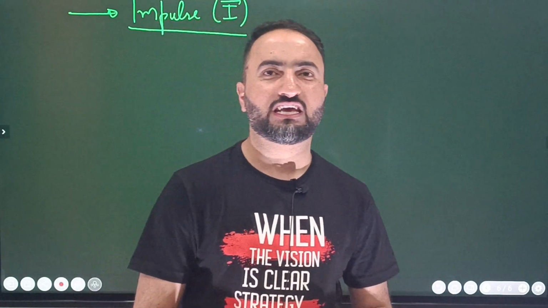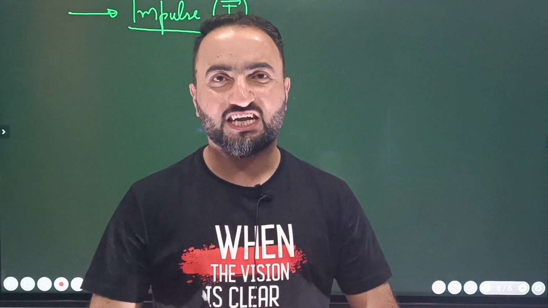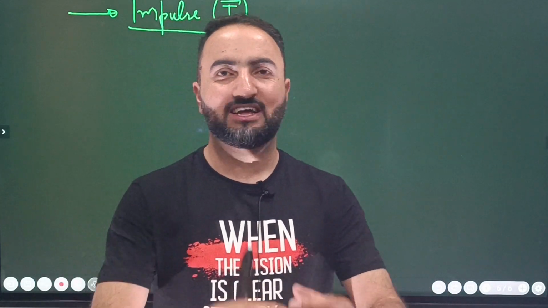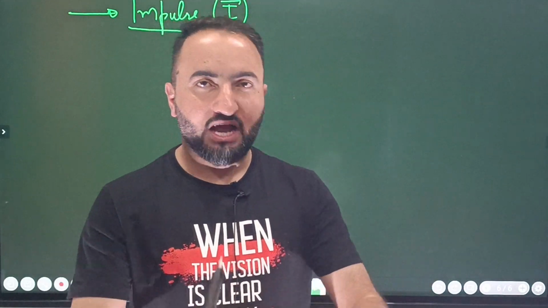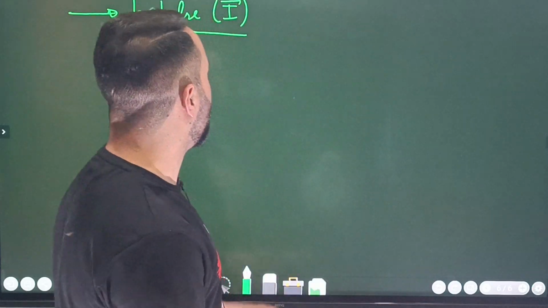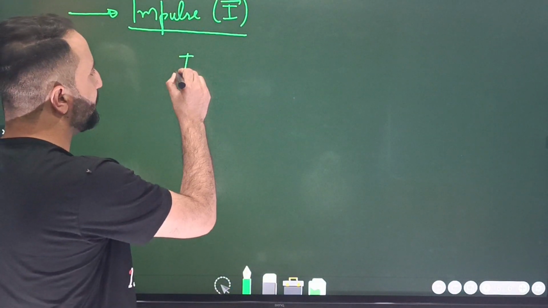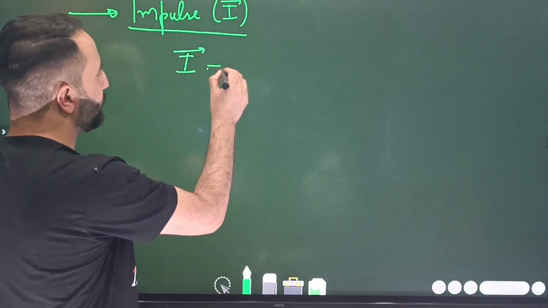In the same way, for example, kicking a football. When you kick a football, the force you apply on the football is very large, and the time for which that force is exerted is very small, and such forces are called impulsive forces. Now how do we define an impulse? Simply, impulse is defined as the product of force and time.